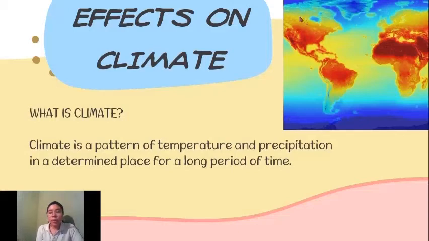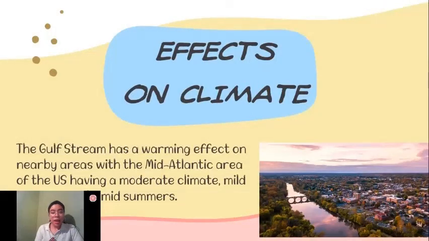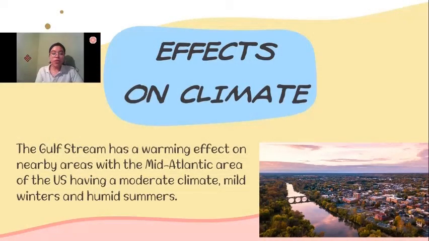Then the yellow ones are a little bit colder, but not cold. They are mild. Then here in the green zones and the blue zones, it's colder. So the blue zones are the colder zones, and the green zones are the ones that are very cold. The Gulf Stream has a warming effect on the nearby areas within the mid-Atlantic area of the US, having a moderate climate, mild winters and humid summers.